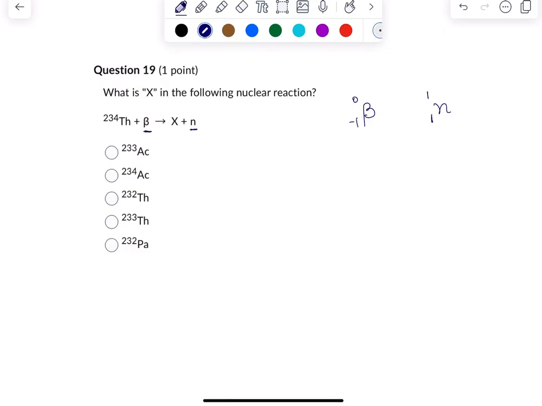The upper number is the mass number. The bottom number is the atomic number. So the upper number is how much it weighs. The bottom number is, are there protons? And I made a mistake. That's actually a 0 for a neutron.